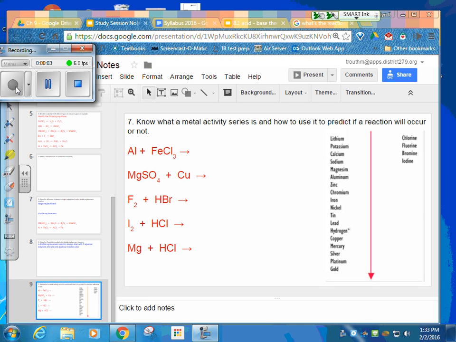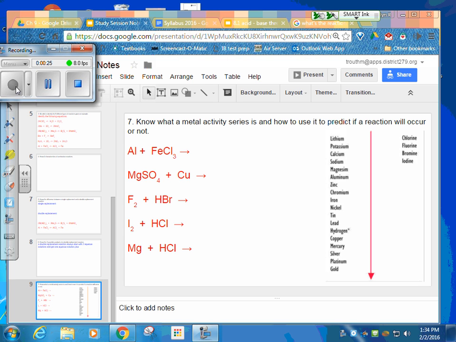Objective number 7 is all about using an activity series, either the metal or halogen activity series, to predict if a reaction will occur. And these are going to be single replacement reactions only. Double replacement reactions take a little more knowledge than we have right now to predict. But with the single replacement reaction, you use the same technique each time.